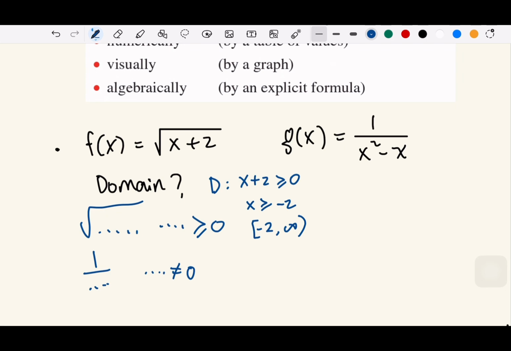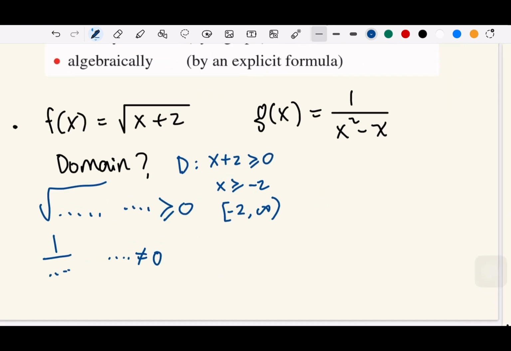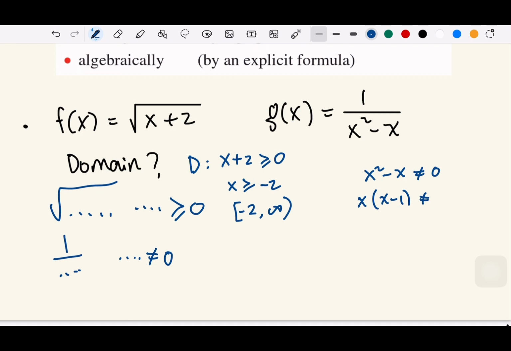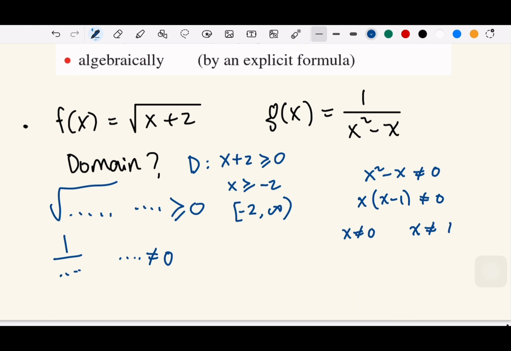But here's the idea. You keep taking this as your reference. Everything you have inside the square root, you need to have greater than or equal to 0. When you have 1 over something, then that something is not equal to 0. So just keep that in mind. We just need to solve this algebraically. So this is not equal to 0, which means that if we factor it out, then x is not equal to 0 and x is not equal to 1. So this is the domain.